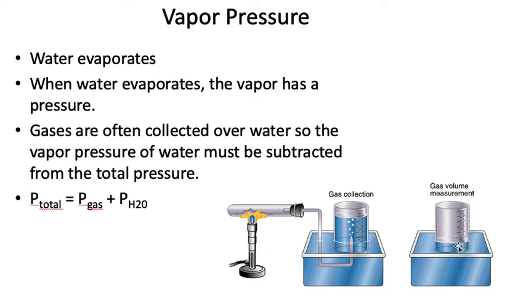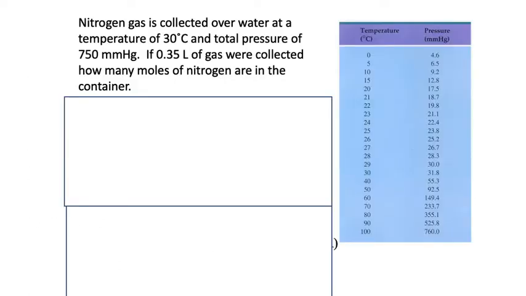However, we do need to account for the fact that some of this water evaporates and turns to gas. So a little bit of the pressure inside of this container is not from the gas that was created in the reaction, but it's actually from the water vapor. And so this is like Dalton's law of partial pressures. The total pressure is equal to the pressure of the gas that we're actually interested in plus the partial pressure of the water. So typically what we'll do is look up the partial pressure of water, and then subtract that from the total pressure to get the pressure of the gas that we're interested in. I'll show you an example.